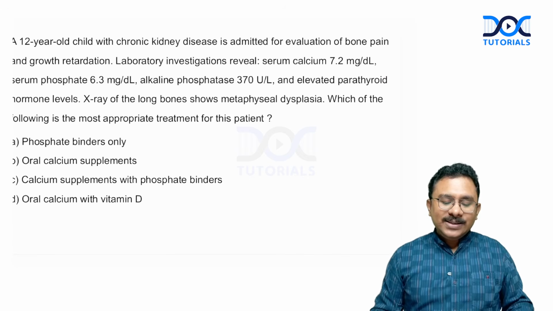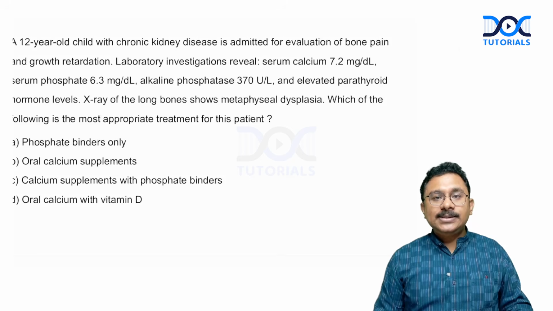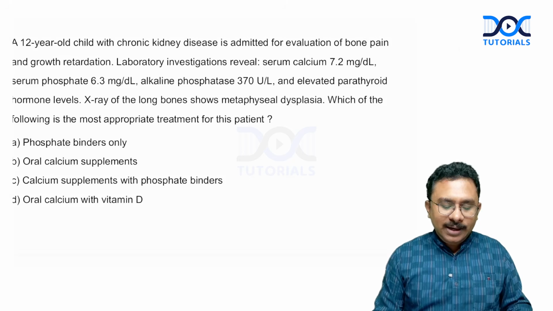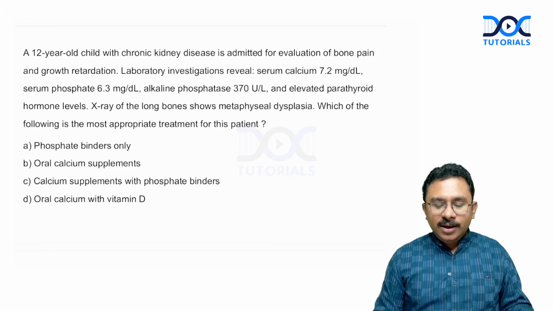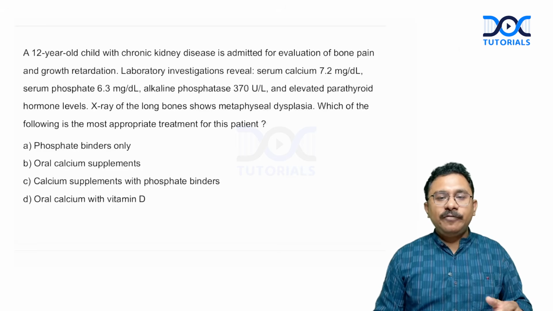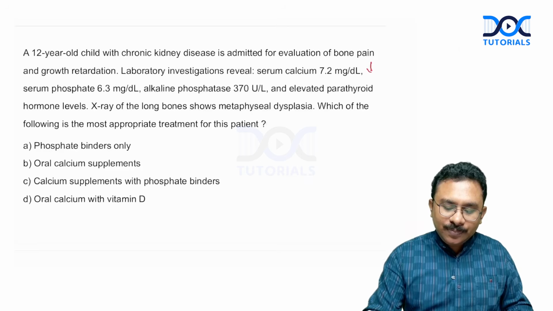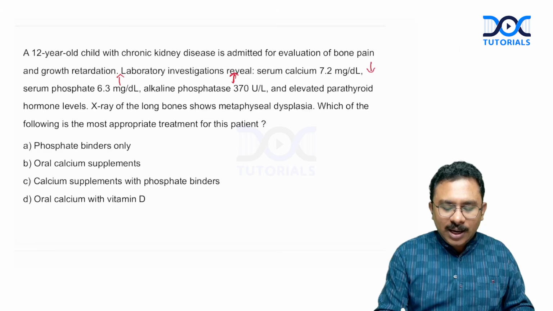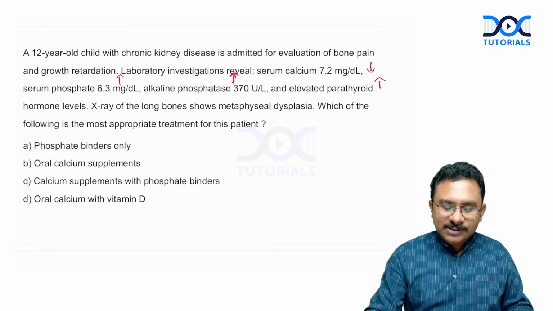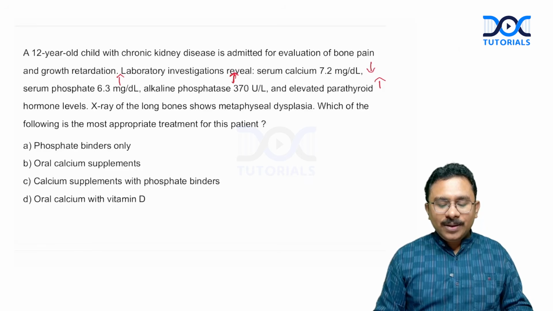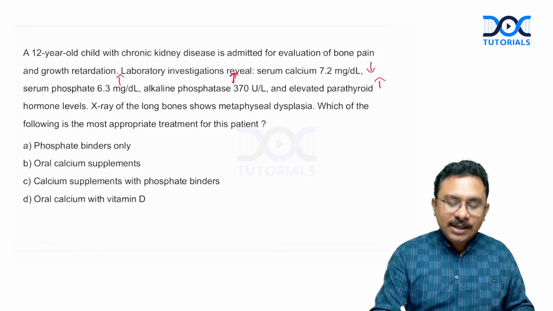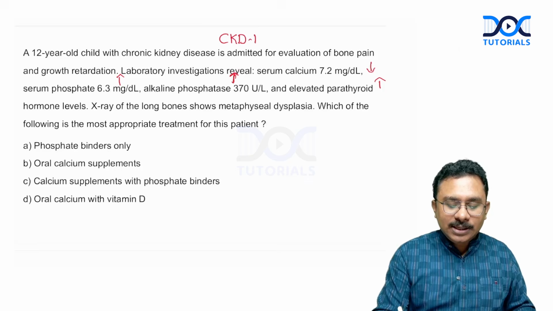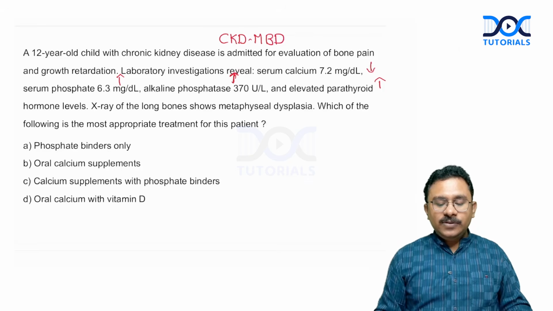Next question. A 12-year-old child with chronic kidney disease is admitted for evaluation of bone pain and growth retardation. Laboratory investigations reveal a serum calcium of 7.2 milligram percent, serum phosphate of 6.3 milligram percent. So calcium is reduced, phosphorus is increased, alkaline phosphatase is again elevated, with elevated PTH levels, and X-ray shows metaphyseal dysplasia. So you have a patient with chronic kidney disease with MBD, that is mineral bone disease. And the question is asking about the management of this condition.